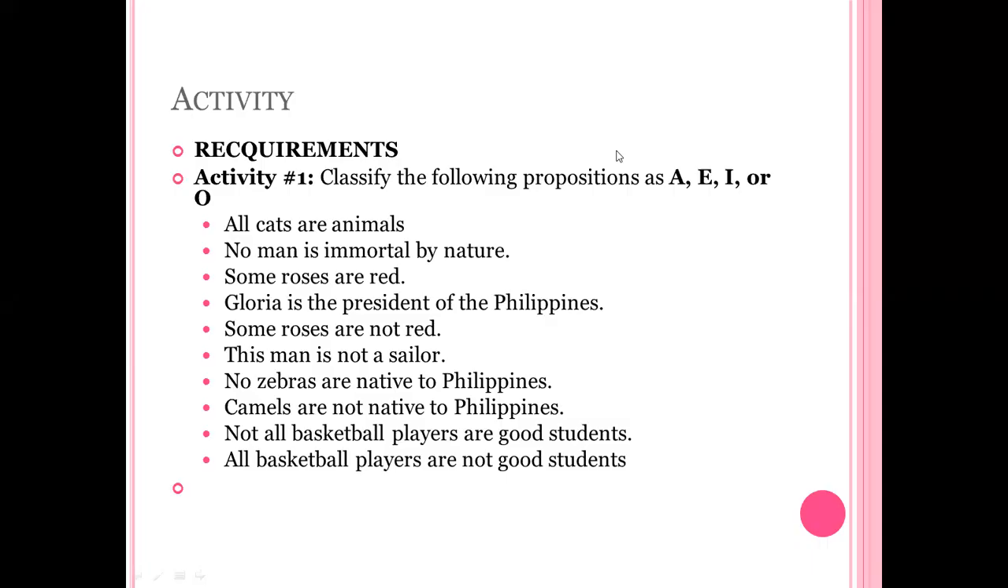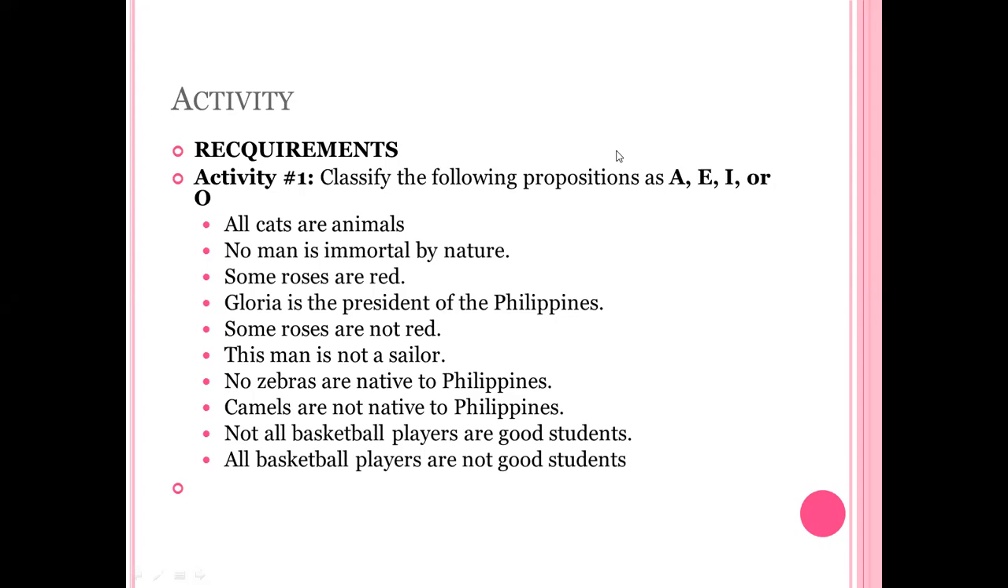So in your handouts, we have two activities, activity 1 and activity 2, and I am requiring you to answer both activities. For activity 1, classify the following propositions as A, E, I, or O. And for the second activity, just answer that, for a total of 10 items for each activity.